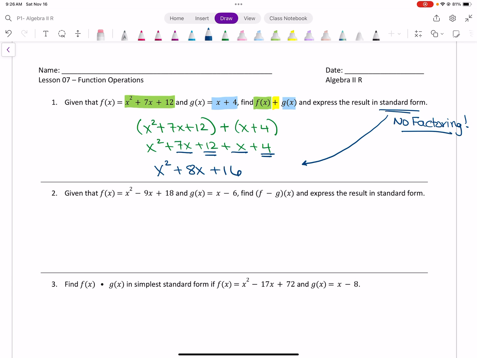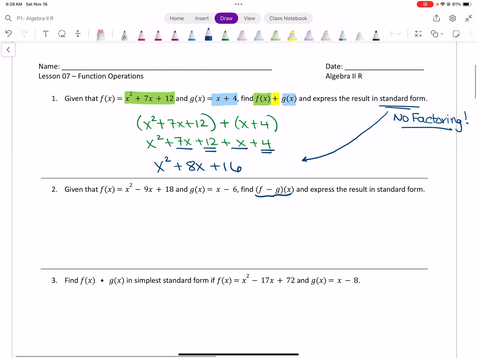So question 2 says, given that f of x equals x squared minus 9x plus 18 and g of x equals x minus 6, find, here's a little bit of a different notation, f minus g of x and express the result in standard form. This means the same thing as saying f of x minus g of x. They're really saying you're going to take f, which is the x squared minus 9x plus 18, and you're going to subtract from it g, which is the x minus 6.